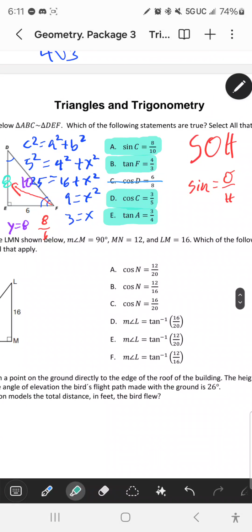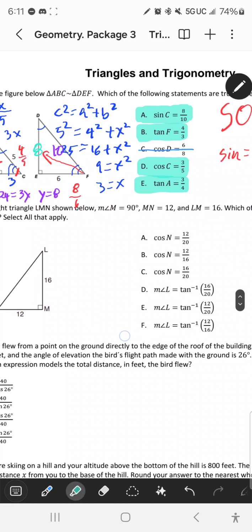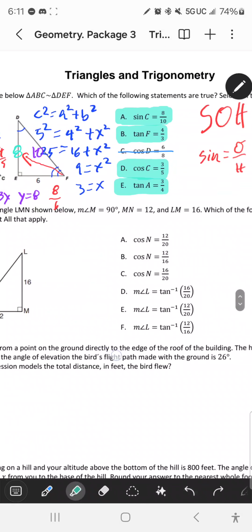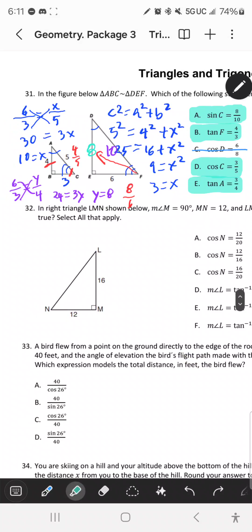Now, let's continue. In right triangle LMN shown below, the measure of angle M is 90 degrees, MN equals 12, and LM equals 16, which is all labeled here, so we don't need to do anything with it. Now, which of the following statements are true?